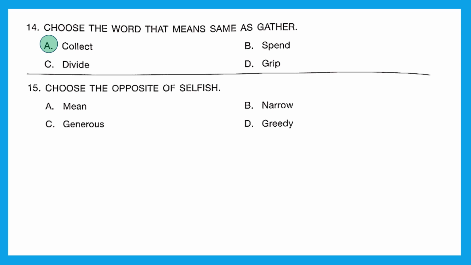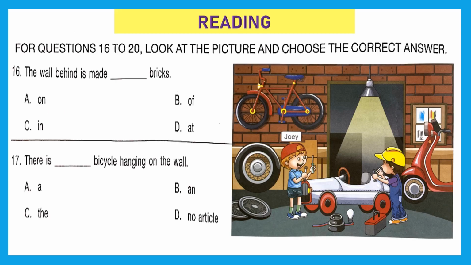Choose the opposite of selfish. Who is selfish? The one who lacks consideration for other people and only thinks about oneself. So if we have to find the opposite of selfish, we need to see the word that means someone who really thinks about others also. Mean, no. Narrow, no. Greedy, no. Generous. Yes. Option C, generous, is the right opposite of selfish.